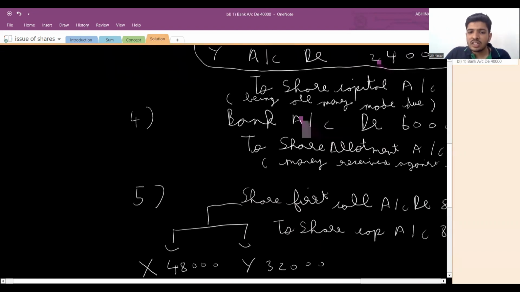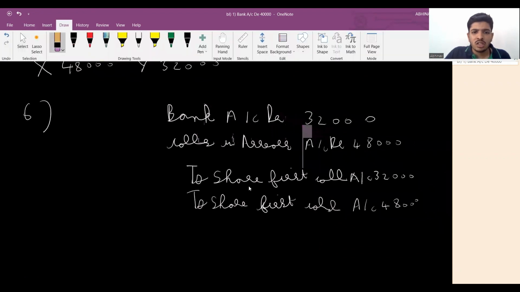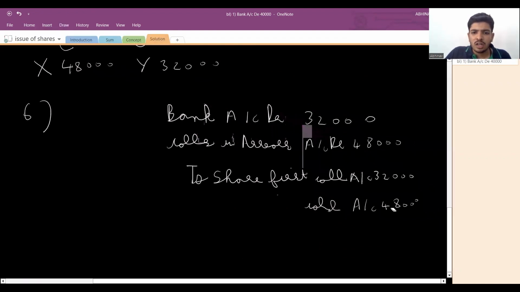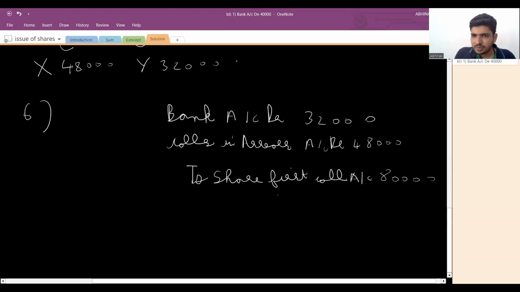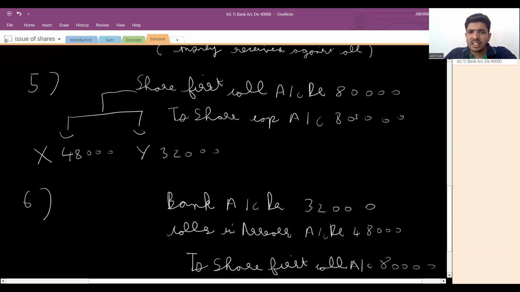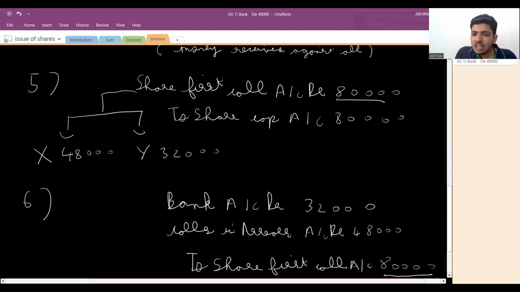Now, why are you writing the share first call account separately two times? So better, what we'll do is write the share first call account 80,000 directly. Essentially, the 80,000 share first call which was written here gets cancelled, the entire amount. And once it gets cancelled, some comes into the bank account and some goes into another default account, here X.